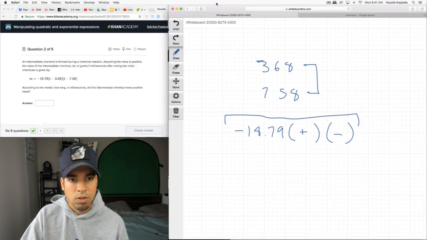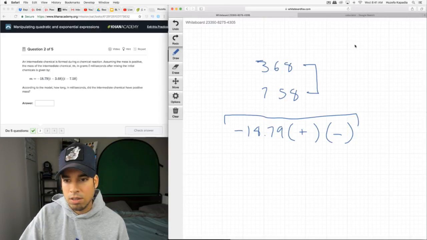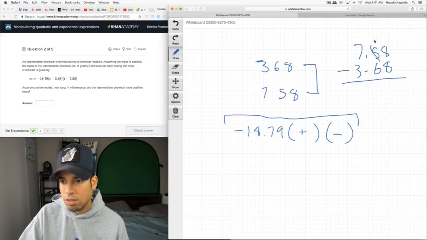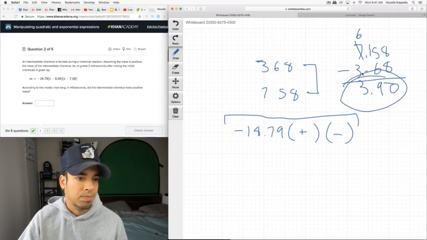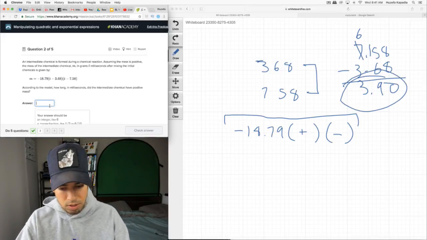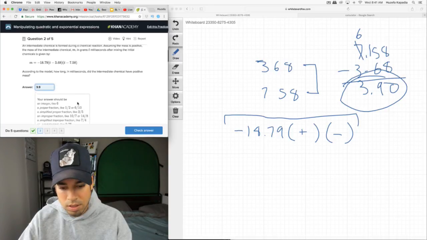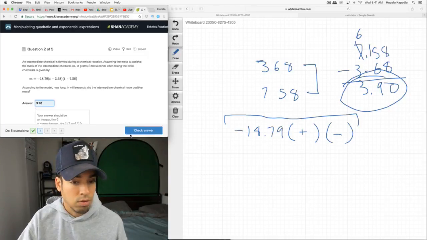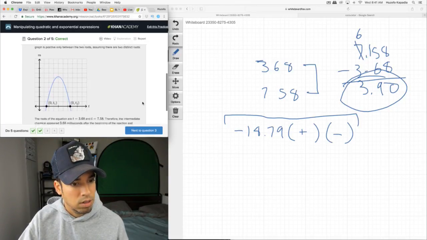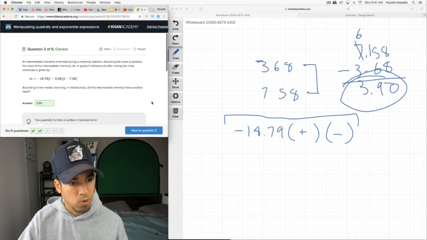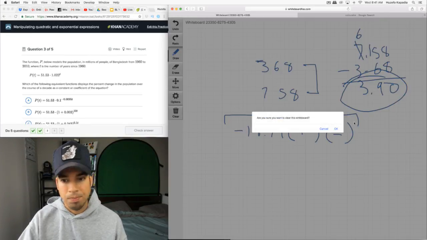So what we can do is just take the difference of 7.58 and 3.68. This is a calculator problem, but we'll just do the subtraction like this. 18, oh, I'm sorry, I didn't need to borrow there. 0, 6, 15 is 9, and 3, 3.90. So something like this. Let's see if this is correct. All right, it is. Okay, cool.